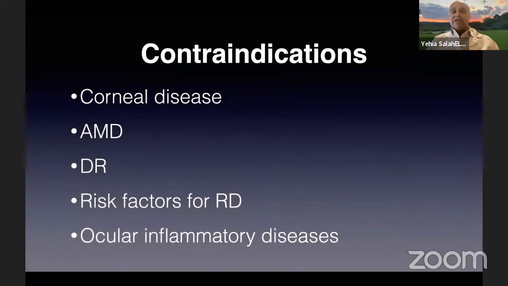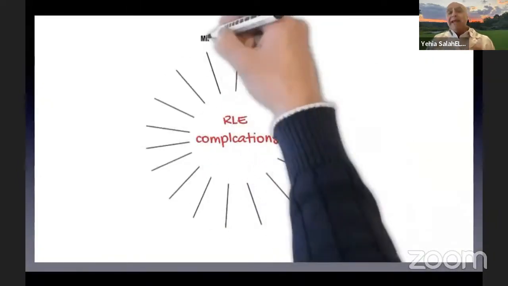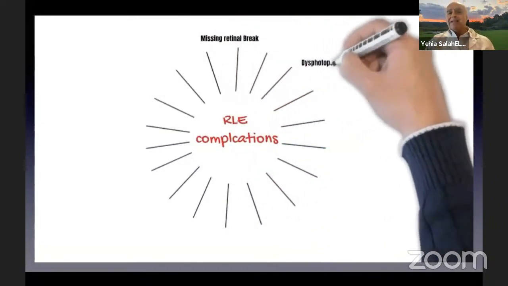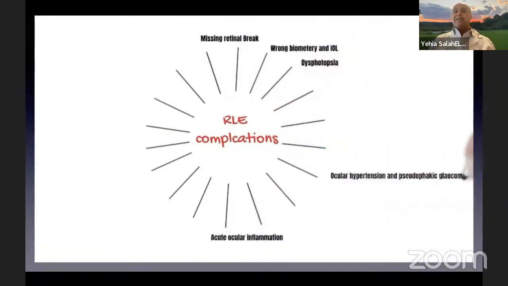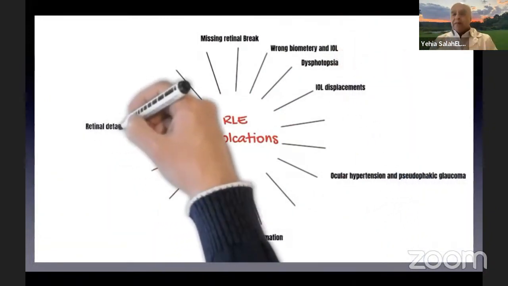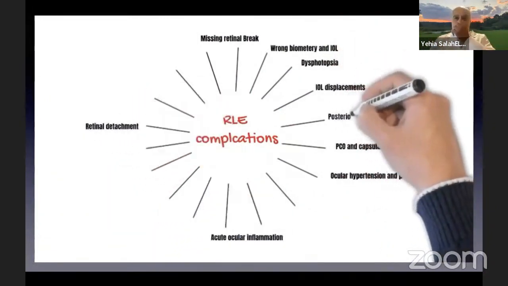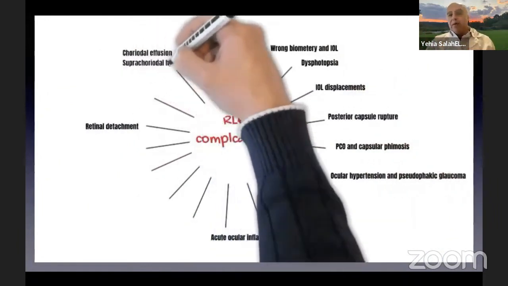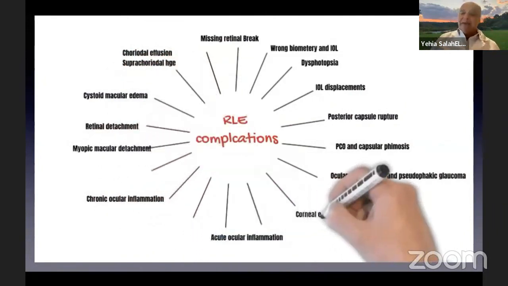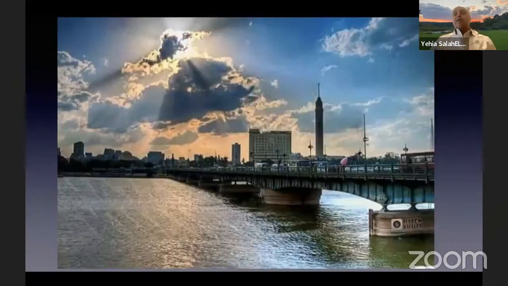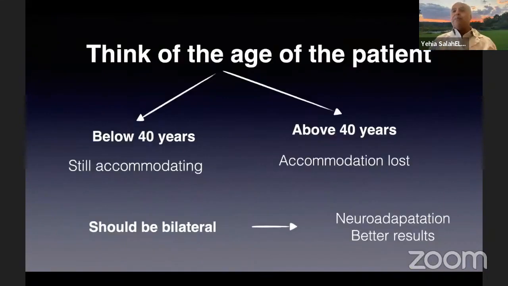There are contraindications from corneal diseases, retinal diseases, and others, and risk factors of retinal detachment or ocular inflammatory syndrome. There are many complications that I'm not going to address in this talk, complications of refractive lens exchange: operative problems, postoperative problems, problems affecting the power of the IOL, quality of vision, retinal problems, inflammations, etc. So there is a huge array that we should be aware of.